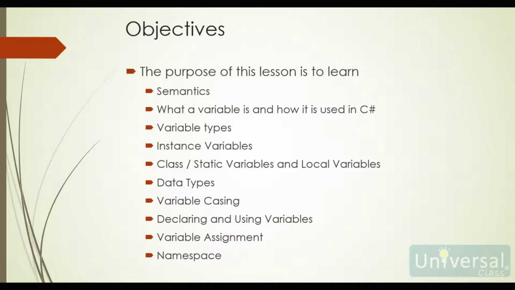The purpose of this lesson is to learn about the semantics of C#, what a variable is and how it is used in C#, what variable types we have that we can use, what instance variables are, how to use class and static variables and local variables, different data types, variable casing when we type them out in the syntax of our program, how to declare and use variables, how to assign values to a variable, and the namespace.